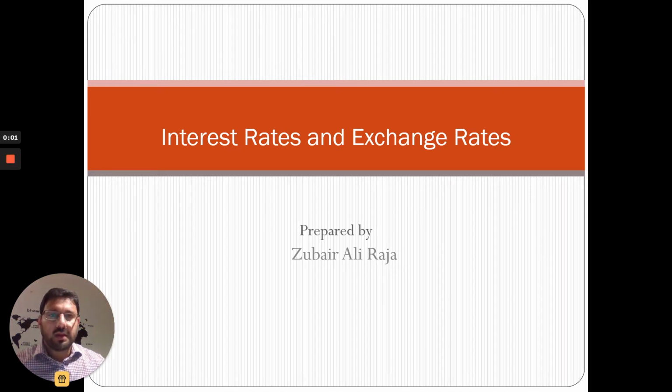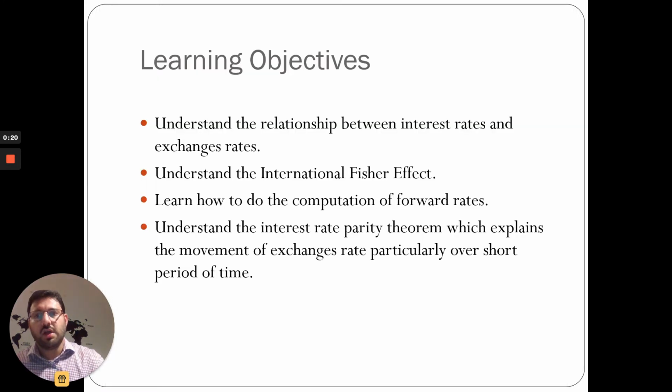Hello guys, in this knowledge module, I will extend the discussion from my previous lecture where I discussed the relationship between the prices and the exchange rate. So in this lecture, we will see the relationship between the interest rates and the exchange rate. So we have these objectives where we want to understand the relationship between the interest rate and the exchange rate.